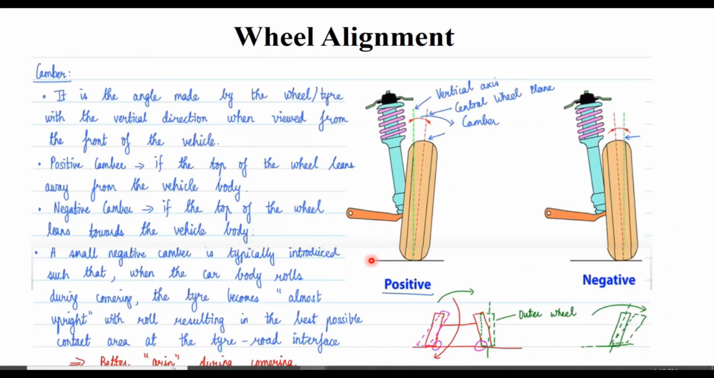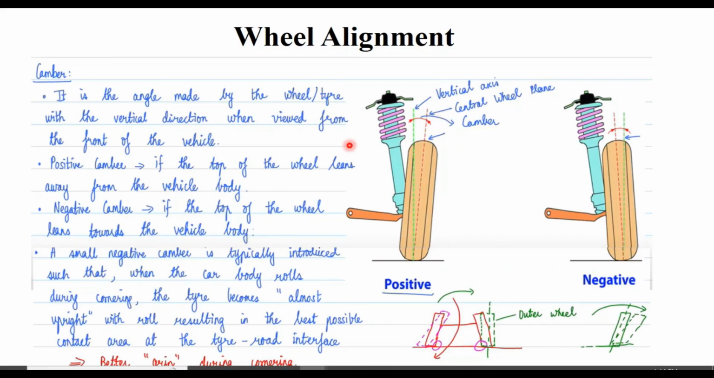And what we have seen is the camber. Camber is what you see when viewing the vehicle from the front: the angle made by the wheel and tire with the vertical direction. So this is the vertical direction, and this is the center wheel plane. This angle is what we call camber, when you're viewing the vehicle from the top side.